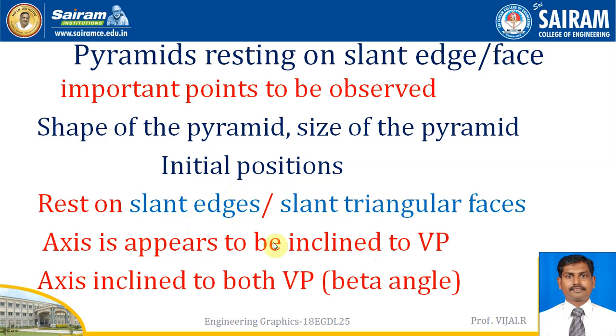And the axis appears to be inclined. So if the axis appears to be inclined to VP, then we directly take the angle given. Or if it is inclined to VP, then we have to find the beta angle, not both HP and VP, because it is already inclined to the triangular face. Then we can say it's another angle, that is, VP only they will mention.